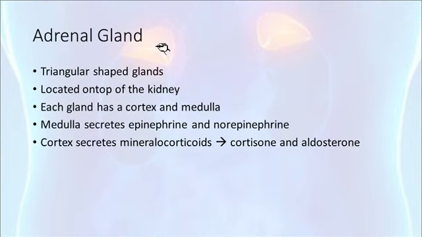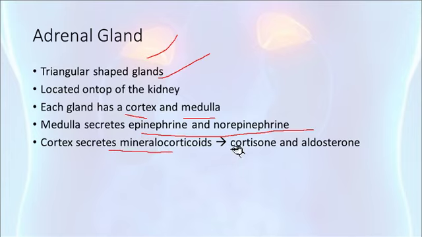So the adrenal gland is a triangular shaped gland that is located on top of the kidney. Each gland, which is on either kidney, right, has both a cortex and a medulla. The medulla is responsible for secreting epinephrine and norepinephrine, and the cortex secretes mineralocorticoids like cortisone and aldosterone.